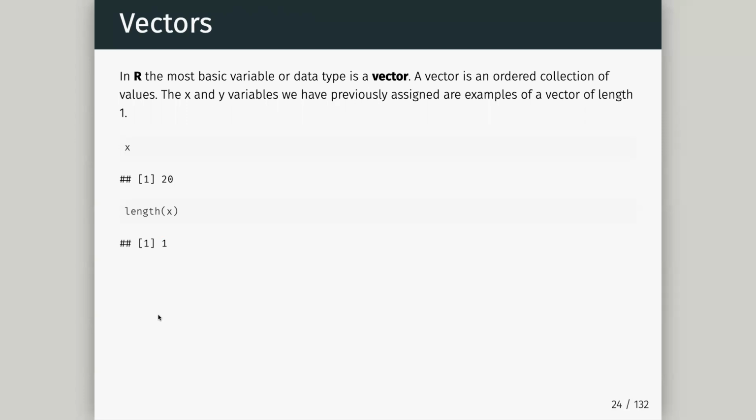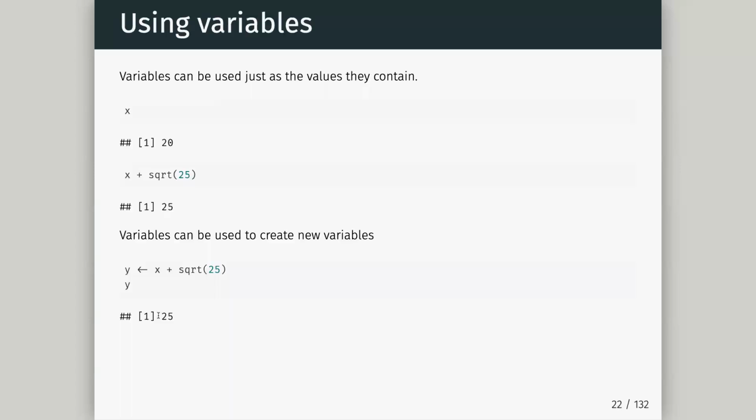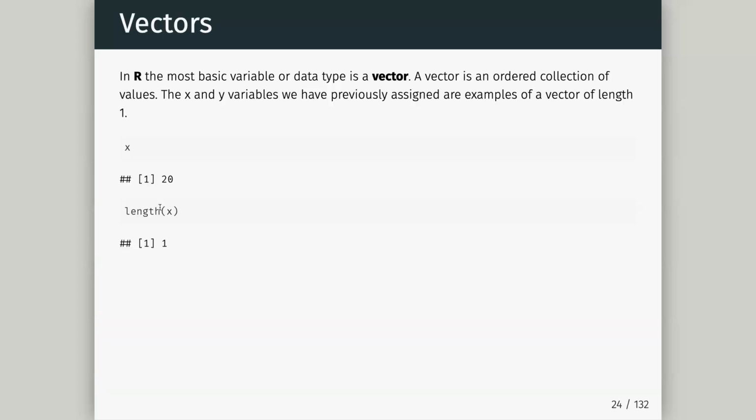So previously we've already assigned two variables. We created x and we created y. These are already vectors, just vectors of length 1. Very simple. Again, we can already see another function here, length. And length acts like all other functions. Within the parentheses I provide the variable, the argument I want to pass to the length function. And in this case, length just gives me the total number of values in that vector. So here it's just 1.